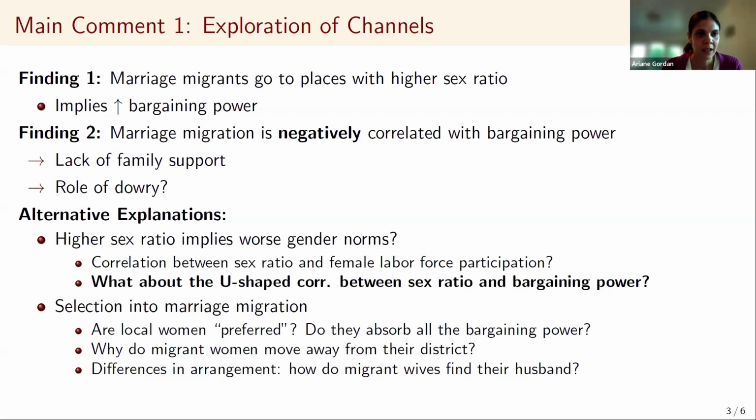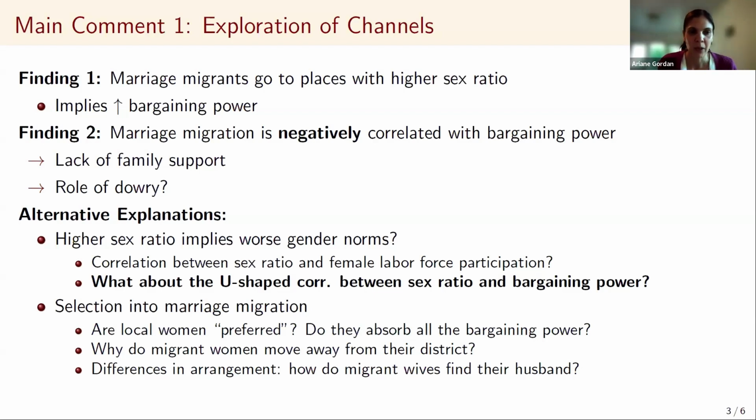So just to recap, I think the two main findings that speak to this story are, first, that marriage migrants go to places with a higher sex ratio, which might imply higher bargaining power. And then in the second part, you show that marriage migration is negatively correlated with bargaining power. So in the theoretical framework that you also showed in the introduction, that leads you to the conclusion that it's not the sex ratio channel, but rather the lack of family support. And then in the paper, there was a section on the role of dowry, which you then introduced.